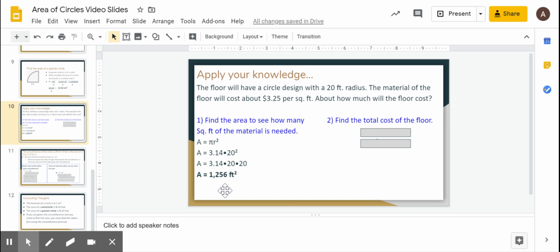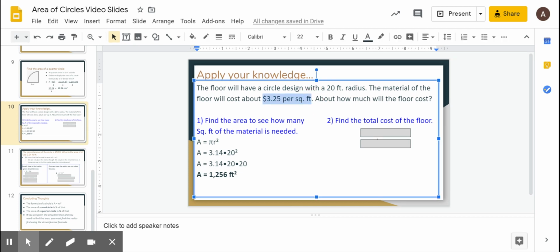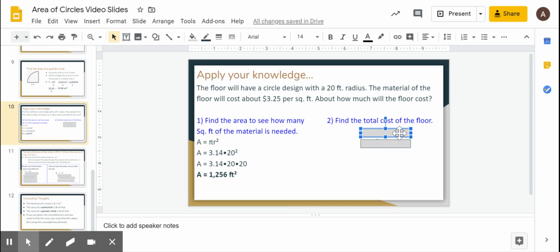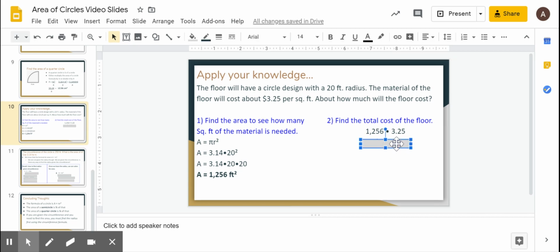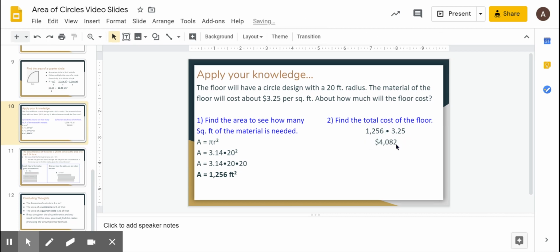Once we get our area, this is the number of square feet. It costs $3.25 per square foot. So we are going to multiply 1,256 times 3.25 to get our total of 4,082.